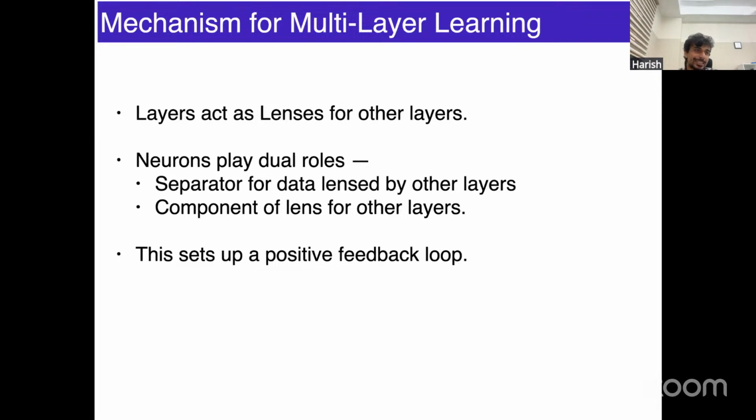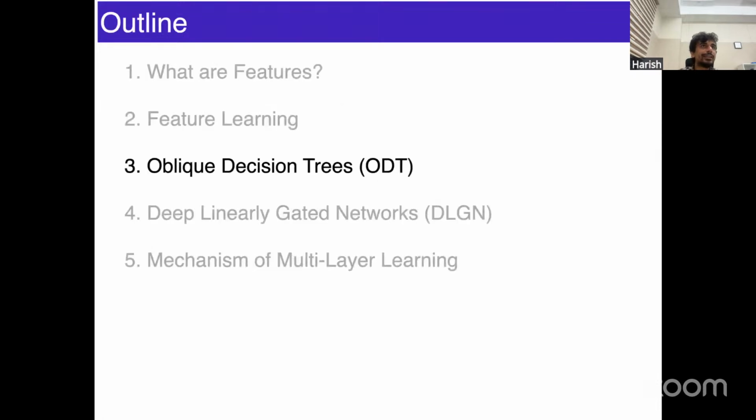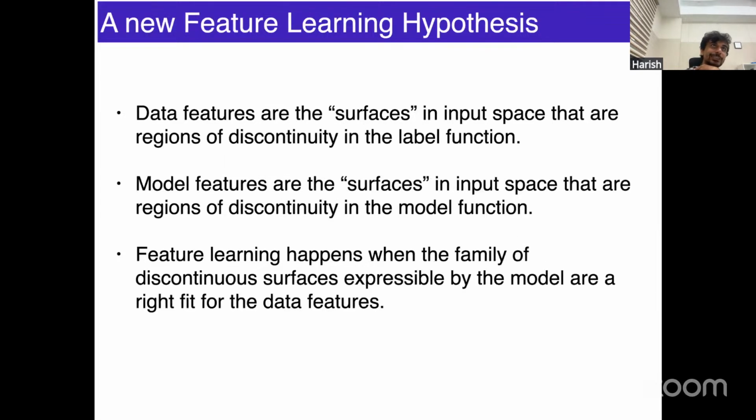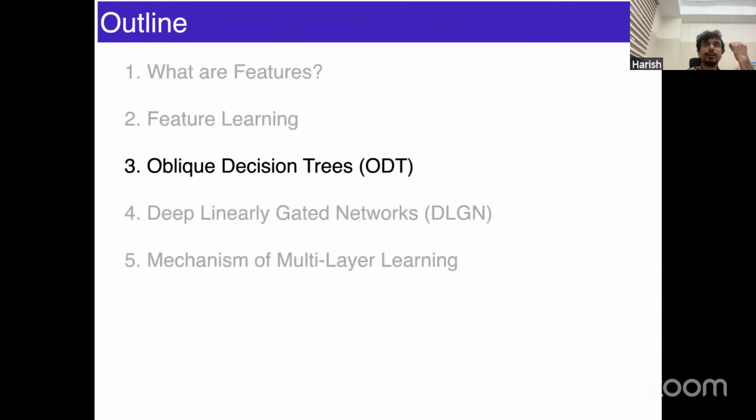It's a bit grand in its scope because it's trying to explain all of deep networks, but unfortunately, the very concrete nature of the result here indicates that you have to make some assumptions on both your data as well as your model to actually even verify these statements. So that's what I'll do next. I'll set up the data conditions under which we try to demonstrate the mechanism as well as the hypothesis, and the model. The data setup we are going to be using is oblique decision trees, and the model setup is an architecture known as deep linearly gated networks.